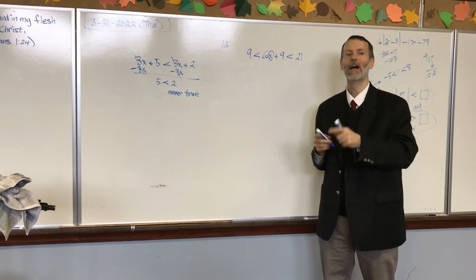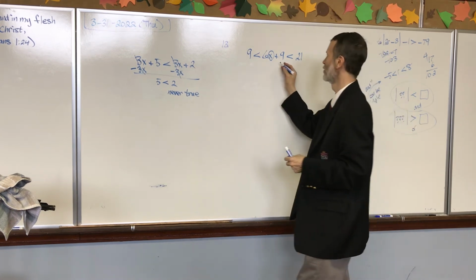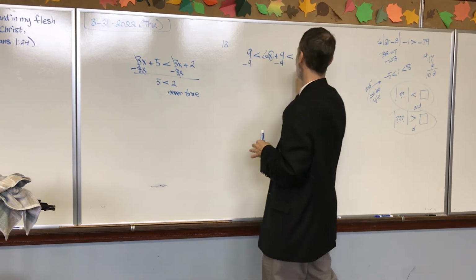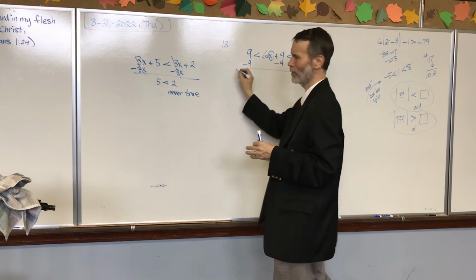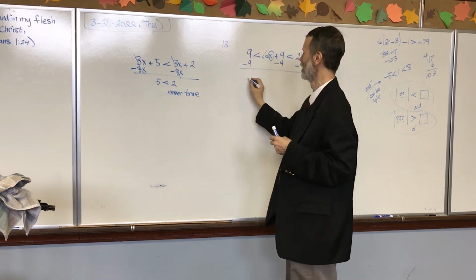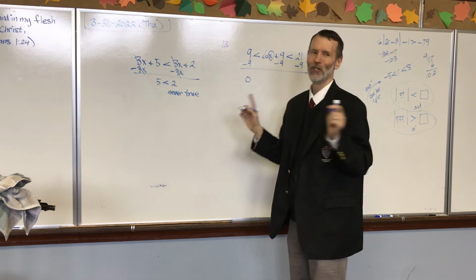The positive 9. How? Right. From all 3 sides, correct. Minus 9, minus 9, minus 9. Question, does that flip the signs? No. So what's this going to give you? 0. Good. Don't just put a blank.